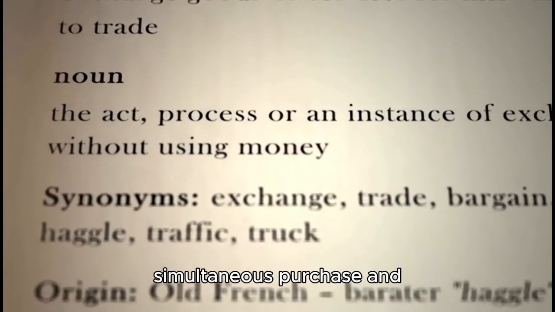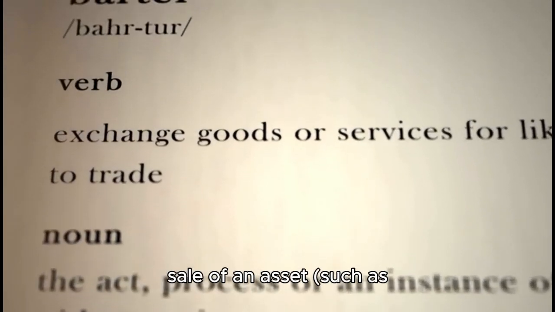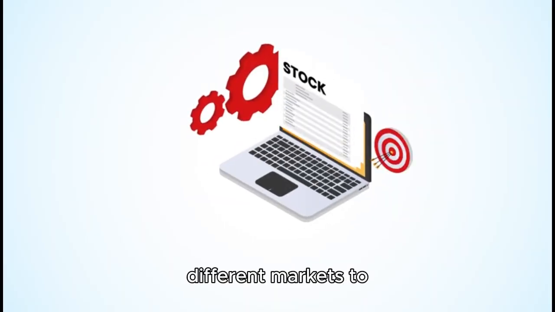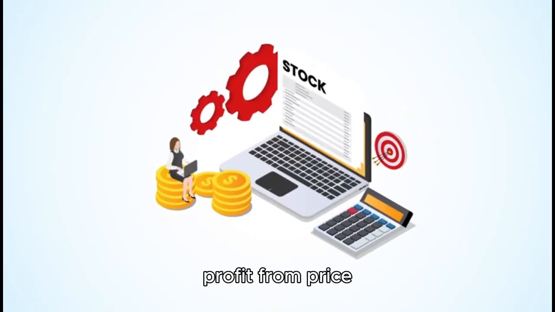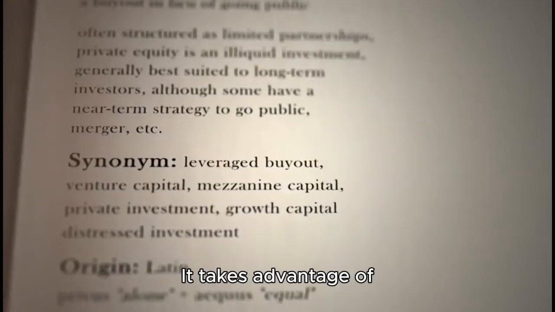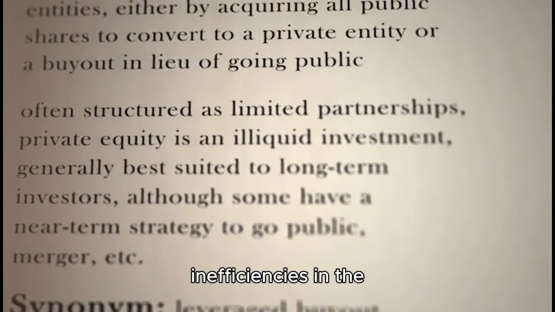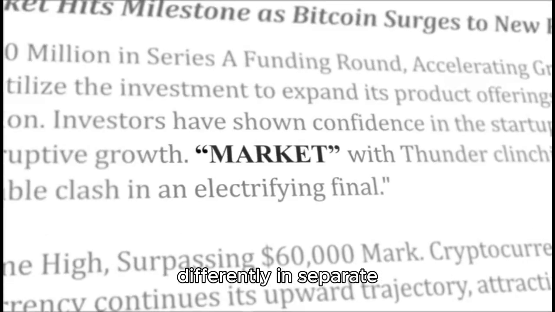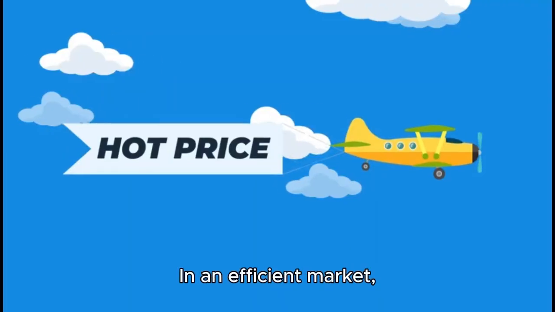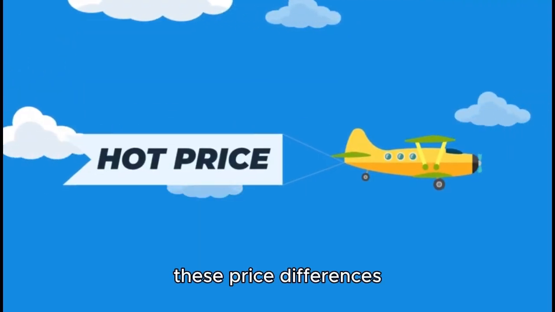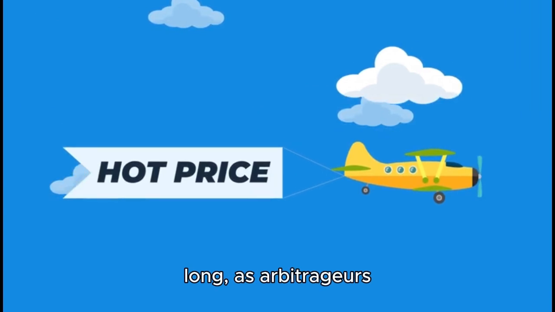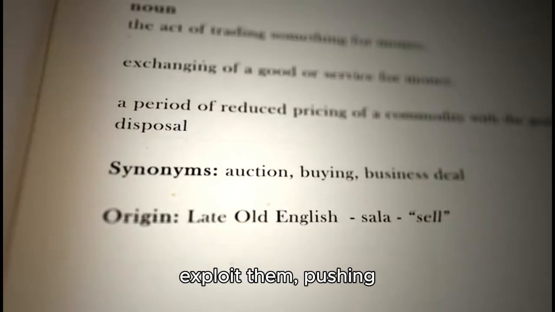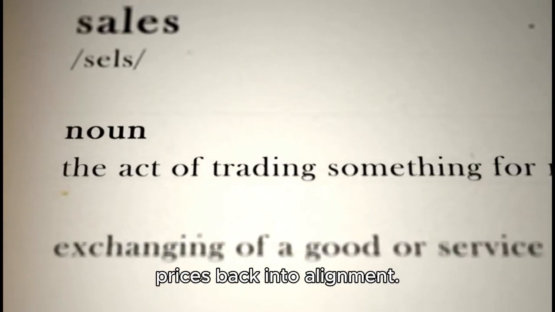Arbitrage refers to the simultaneous purchase and sale of an asset such as stocks, bonds, currencies, or commodities in different markets to profit from price differences between them. It takes advantage of inefficiencies in the market, where the same asset may be priced differently in separate exchanges or locations. In an efficient market, these price differences should not exist for long, as arbitrageurs, traders engaging in arbitrage, quickly exploit them, pushing prices back into alignment.